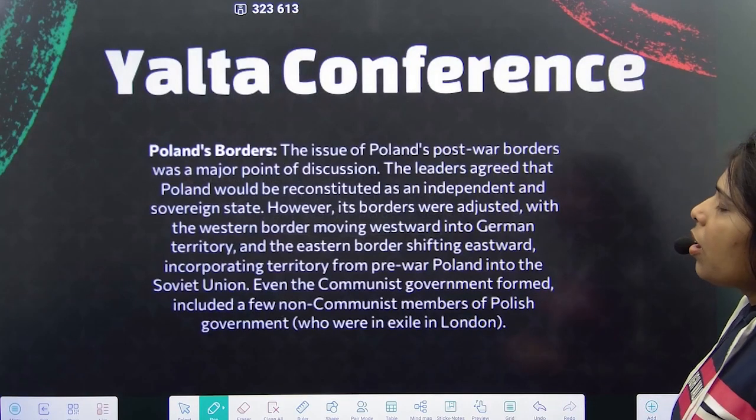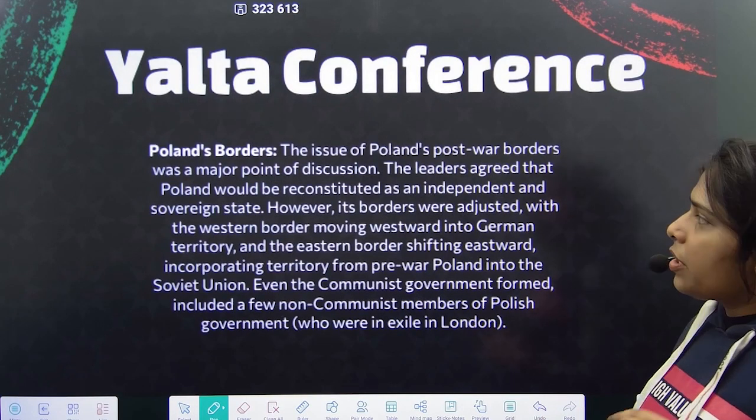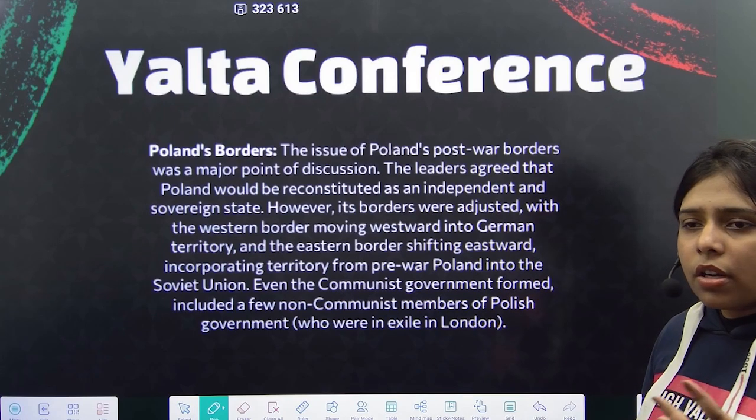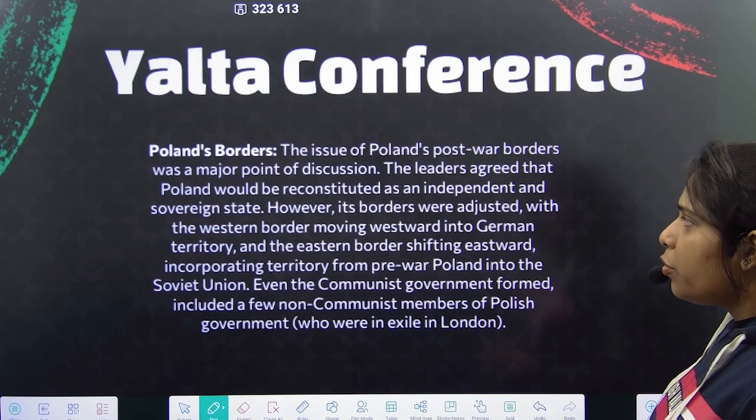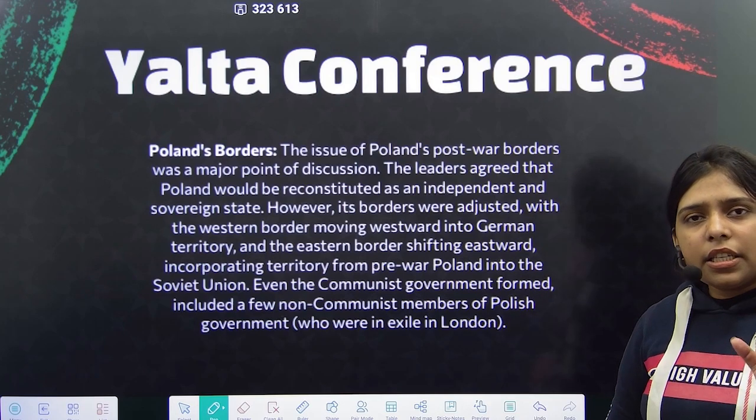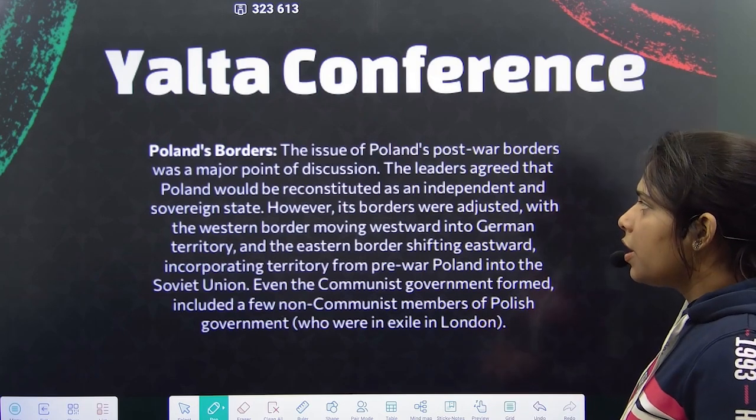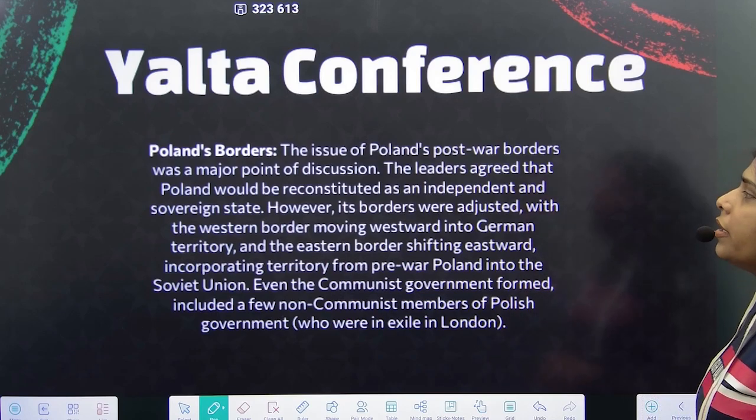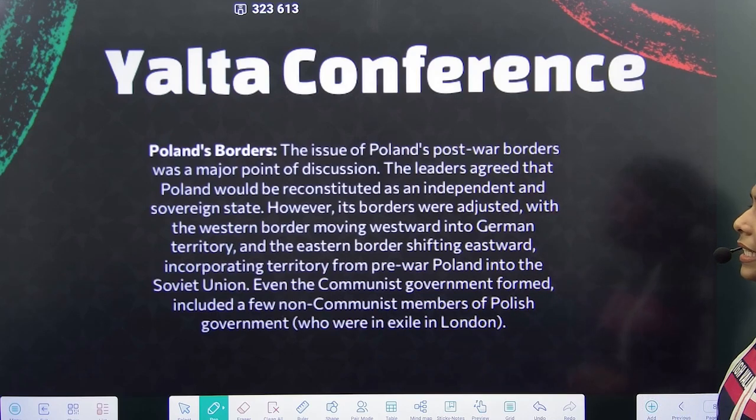Next, Poland's borders. Now, see, Poland was a very important issue when we talk about World War and the post-World War era. And this particular issue was discussed in the Yalta Conference. The issue of Poland's post-war borders was a major point of discussion. The leaders agreed that Poland would be reconstituted as an independent and sovereign state. And its borders were supposed to be adjusted, moving westward into German territory and shifting eastward, okay? Incorporating territory from pre-war Poland into the Soviet Union.